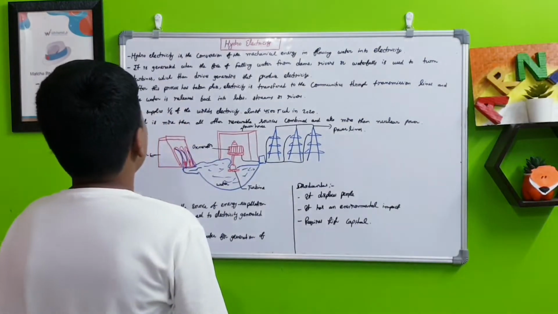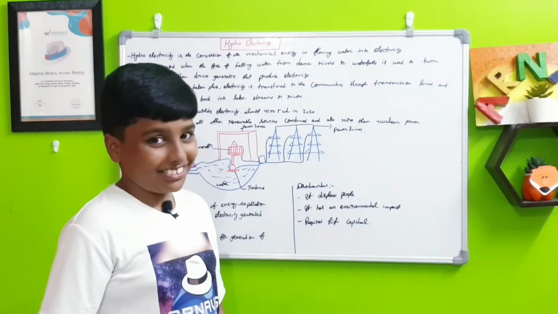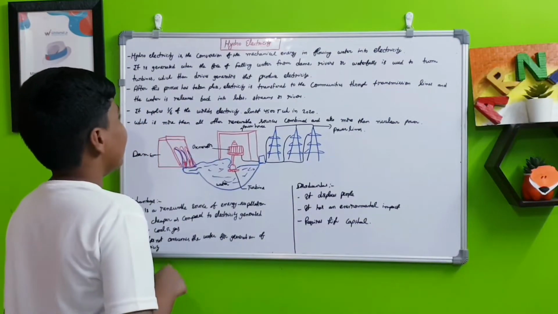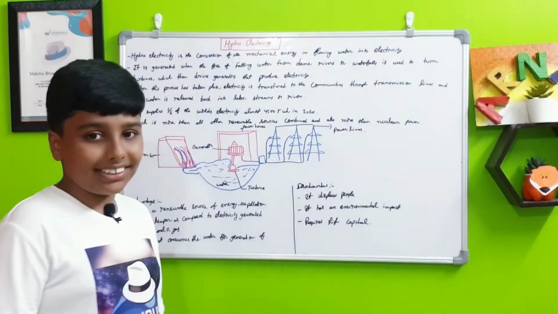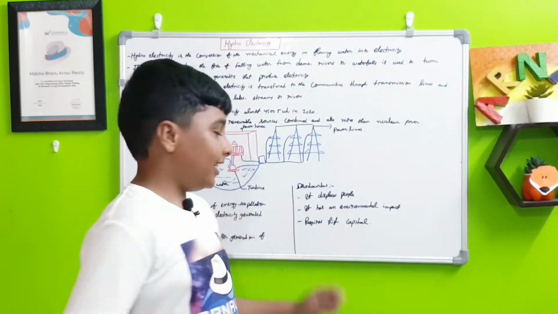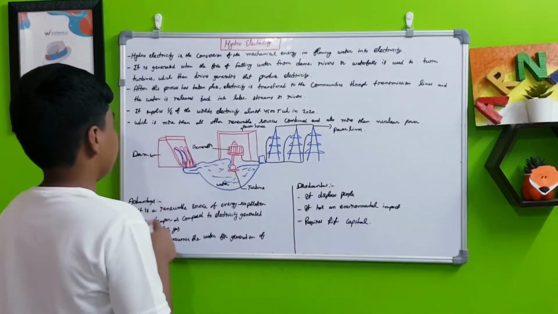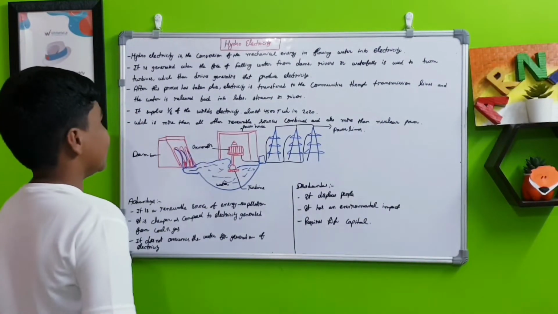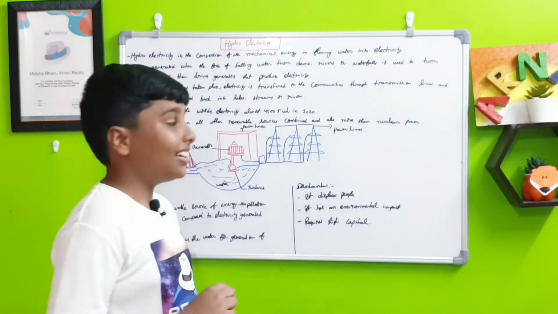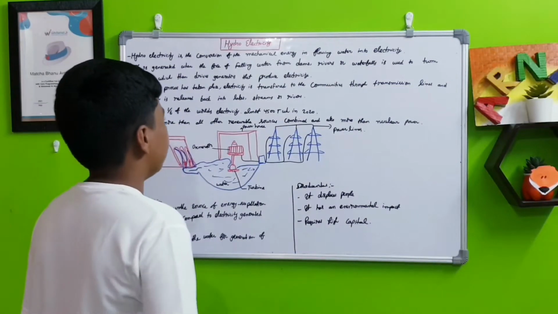It is generated when the force of falling water from dams, rivers or even waterfalls is used to turn turbines, which then drive generators that produce electricity. Of course, every way of producing energy needs turbines and generators. After this process, electricity is transferred to communities through transmission lines, and the water is released back into the lakes, streams or rivers.